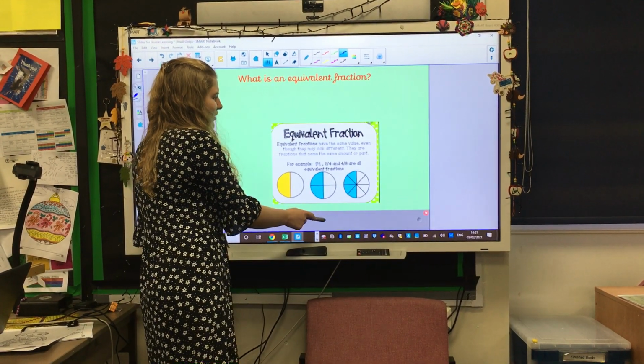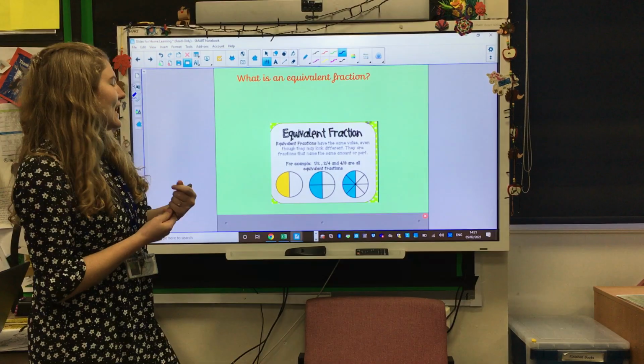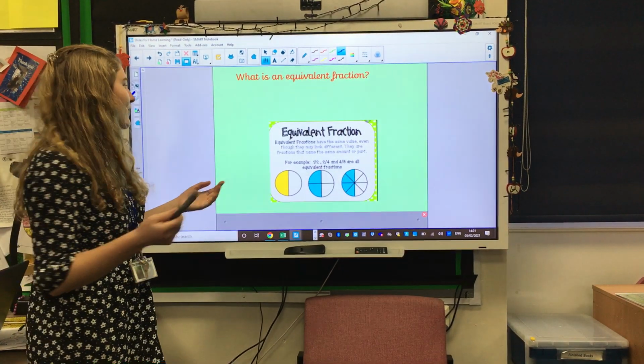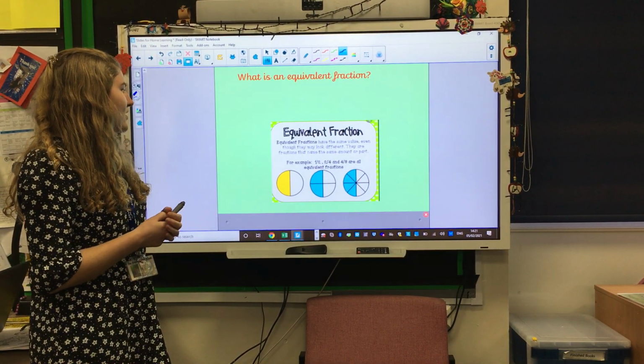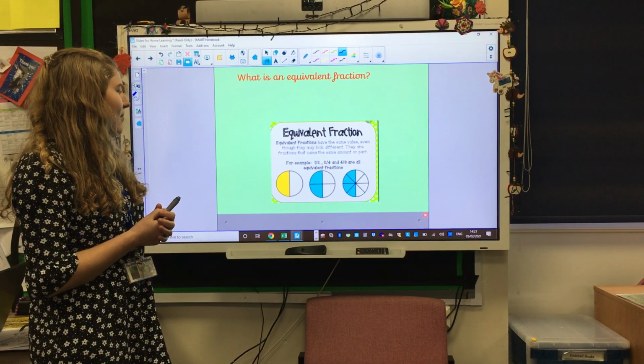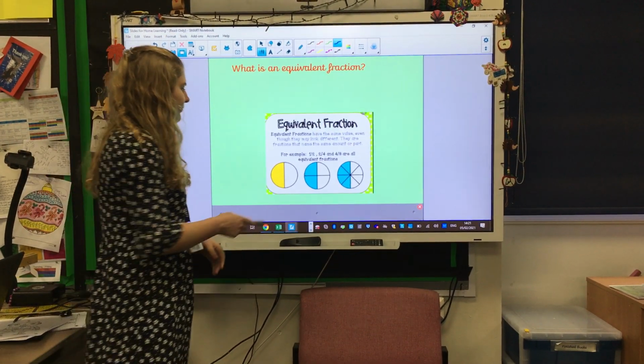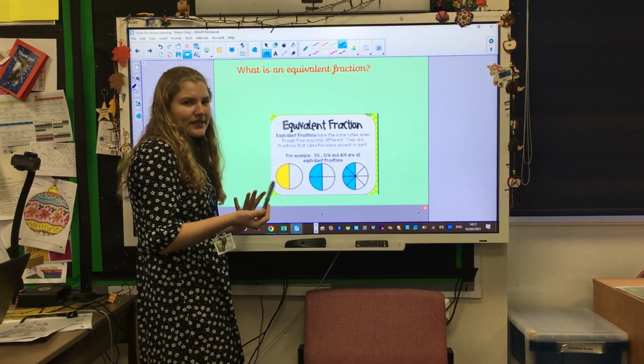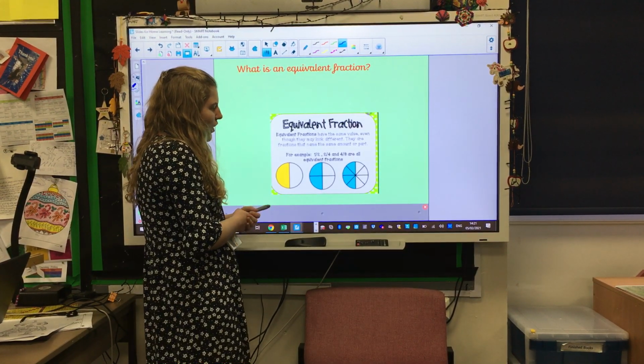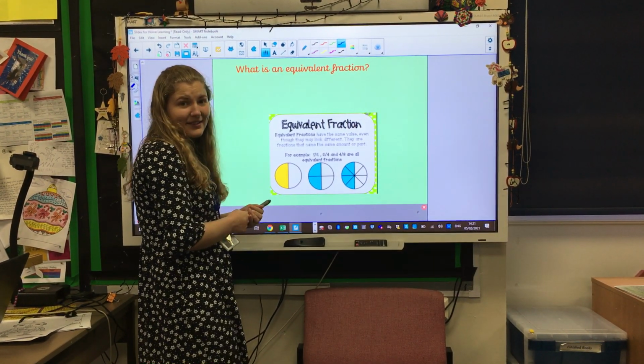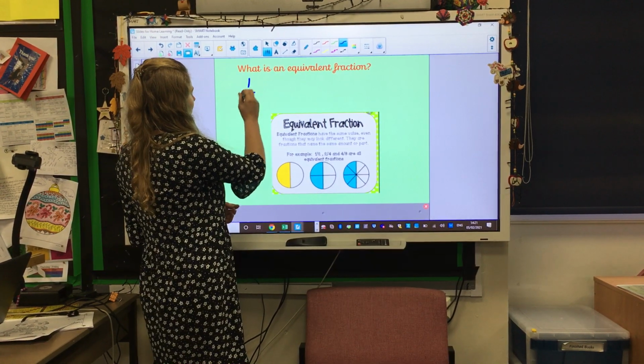Equivalent fractions have the same value even though they might look different. They are fractions that name the same amount or part. So here we go. 1/2, you can see, is the same as 2/4, which is the same as 4/8. Okay, so actually let's write this out.